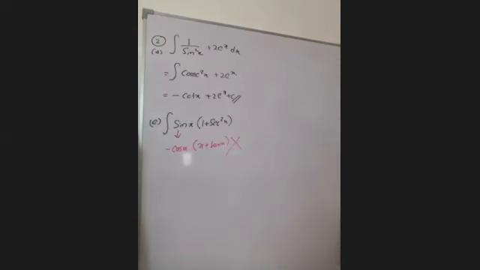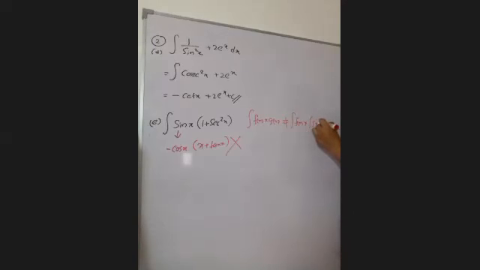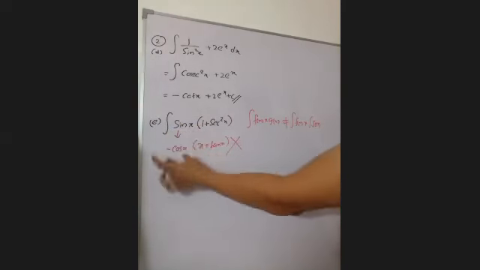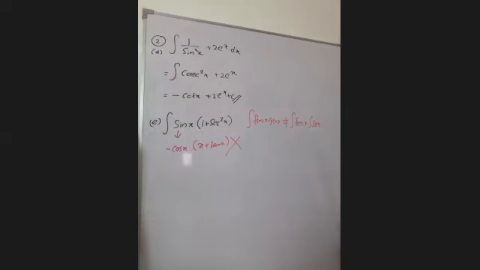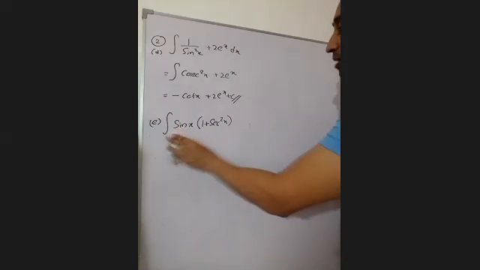Integration terms are not like that. If you integrate some function f(x) times g(x) dx, you cannot write it as the integration of f(x) times the integration of g(x). You cannot integrate this separately and this separately and multiply. That is wrong. So what you need to do is initially simplify this.